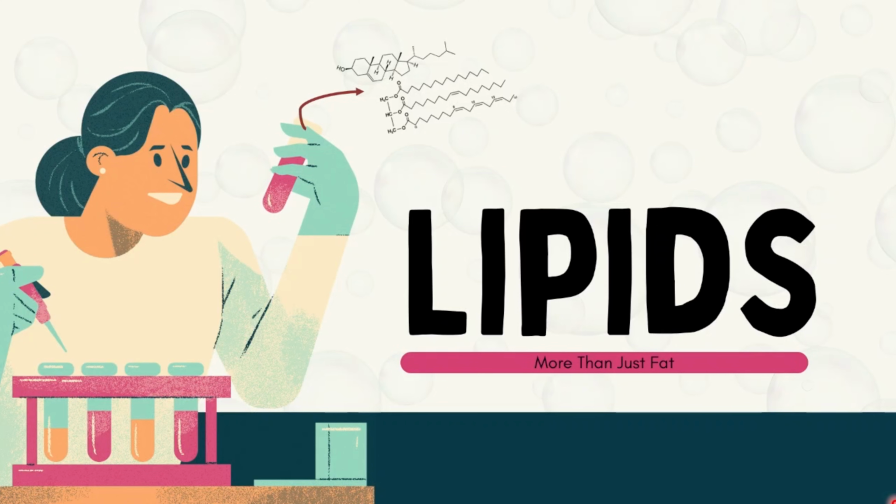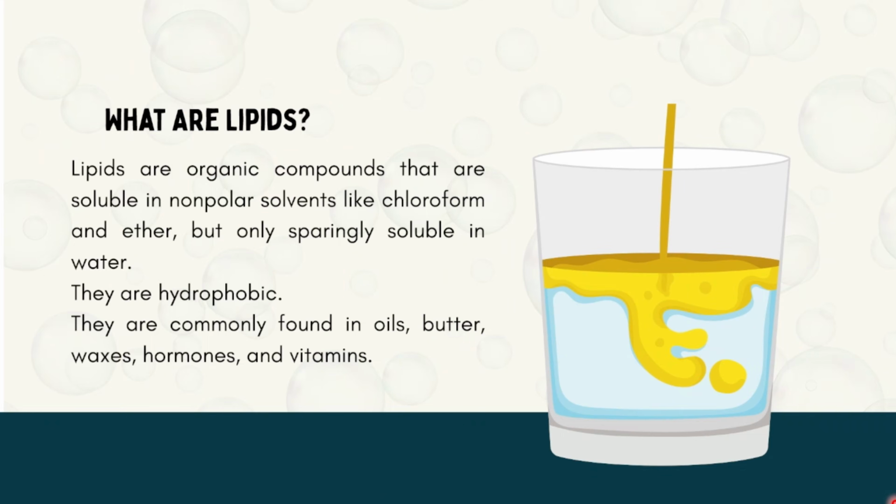Today we are going to be talking about one of the most important macromolecules. Today we are going to be talking about lipids. Now, what are lipids? These are organic compounds that are insoluble in polar solvents but soluble in non-polar solvents like chloroform. They are hydrophobic in nature and they are commonly found in oils, butter, waxes, hormones, and vitamins. And in this video, we're going to be talking about the classification of lipids mostly.